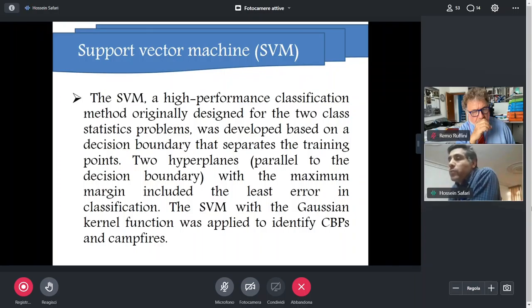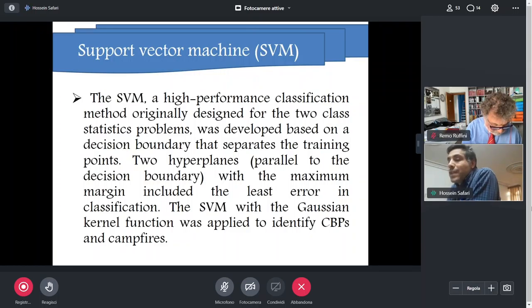We use a support vector machine classifier to identify the feature. After computing the Zernike moments for each sub-image, we trained an SVM machine on these Zernike moments. SVM was originally designed for two-class statistical problems, and so it is very useful for us, because we face coronal bright points or campfires. Each of them is one class, and the other class is the non-events. So we face a two-class problem.